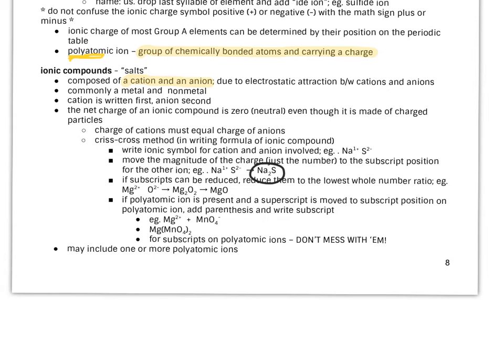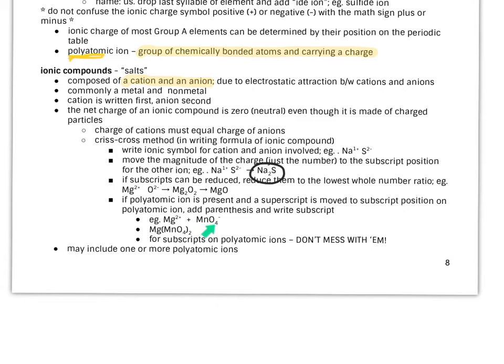Going on to the next one, if a polyatomic ion is present and a superscript is moved to the subscript position on the polyatomic ion, add parentheses and write the subscript. Okay, so right here we just have a single ion, but right here we have a polyatomic ion because there's more than one ion present. So we have manganese and we have oxygen.